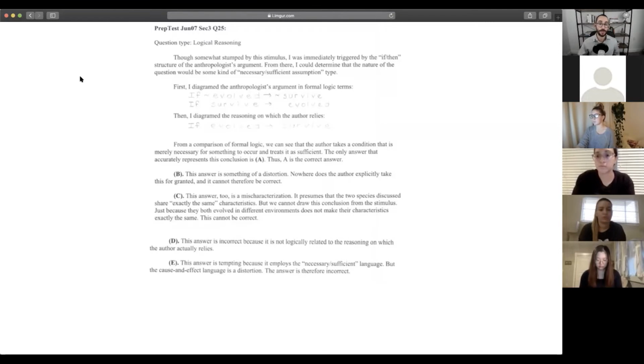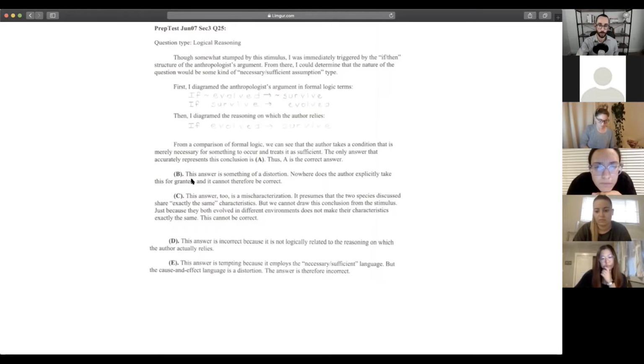He says he was stumped at first, triggered by if-then structure, knowing that we're dealing with conditionality. And he lays out the argument and then the reasoning underlying the argument. And then from there, he goes on to looking at the formal logic and recognizing what's going on there. He points out choice B was a distortion, C was a mischaracterization, D was not logically related, E was tempting. And you can look up the exact problem later if you want. This is from the freely available June 2007 LSAT.